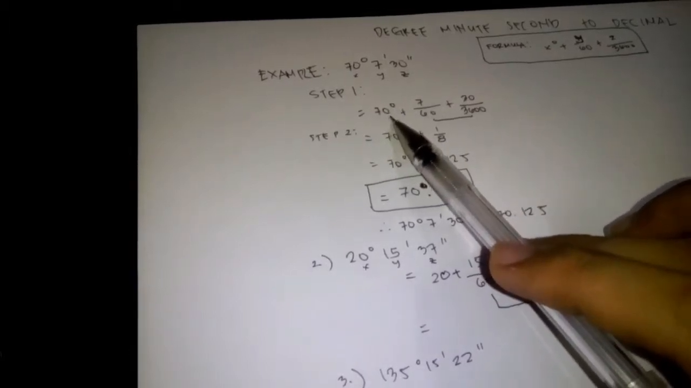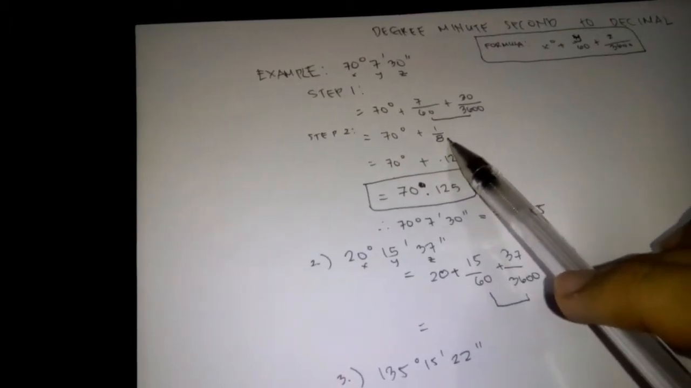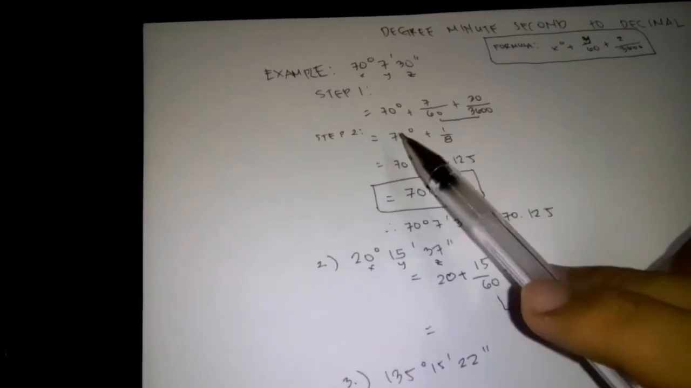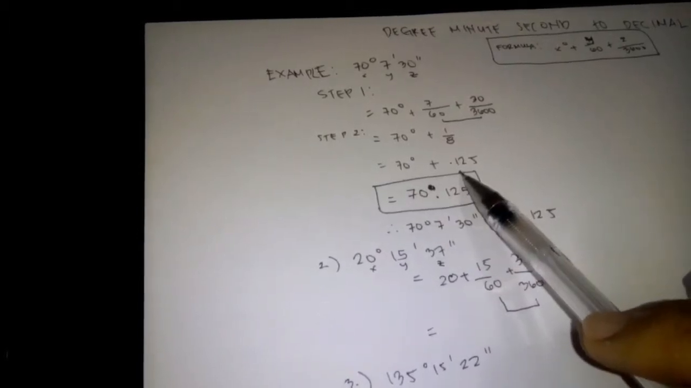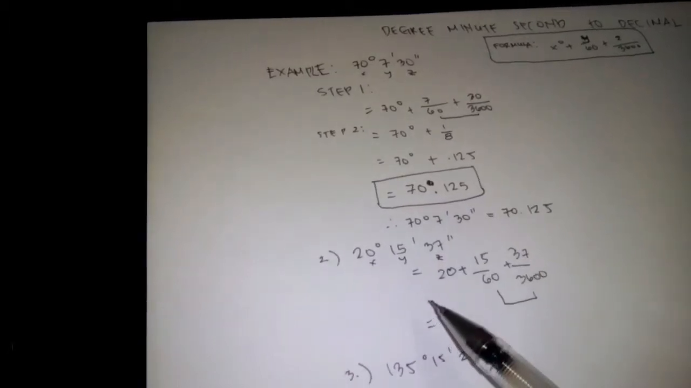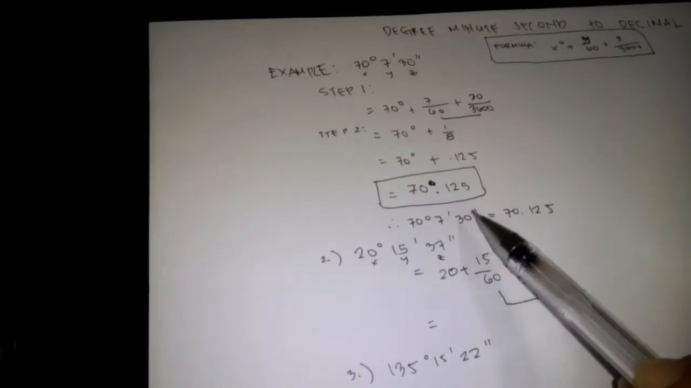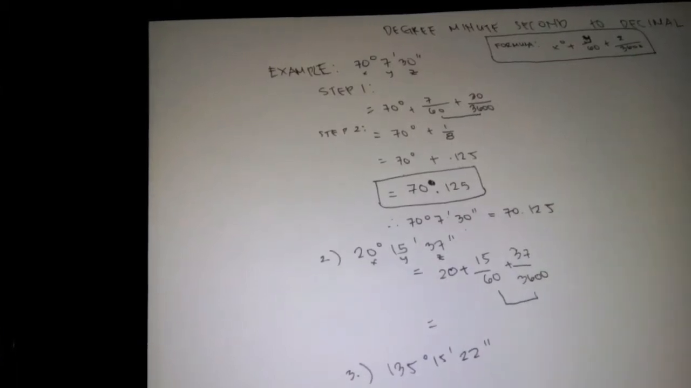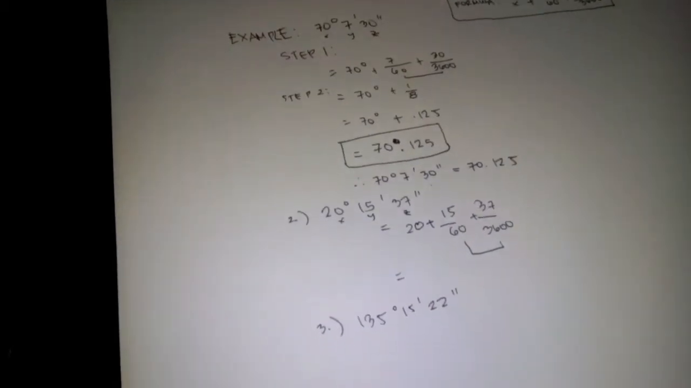So copy 70 degrees, just bring it down. Then convert 1/8 to decimal. The answer will be 125 thousandths. Bring down 70 degrees and add these two numbers. The answer will be 70 and 125 thousandths. So we conclude that 70 degrees, 7 minutes, and 30 seconds is equal to 70 and 125 thousandths. Same as our given in the last topic.